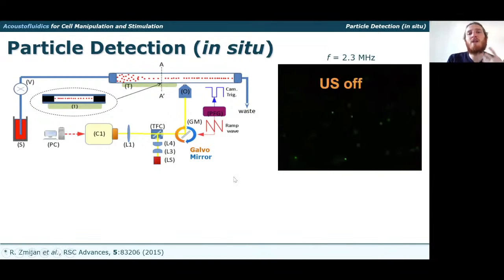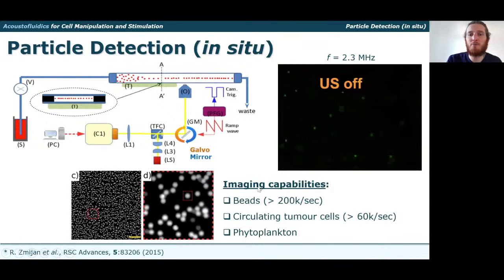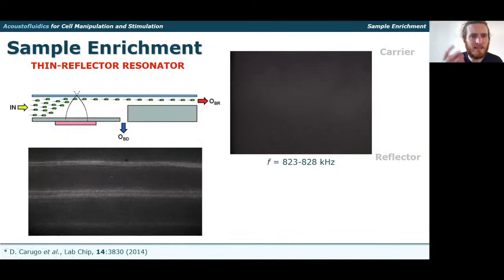This method allows high throughput detection of particles and has been used, for example, as a proof of concept to capture images of beads at up to 200,000 beads per second, but also of rare circulating tumor cells at up to 60,000 cells per second. And finally, another class of resonators, which we also mentioned before, are thin-reflector resonators.